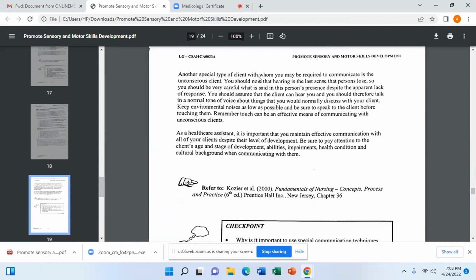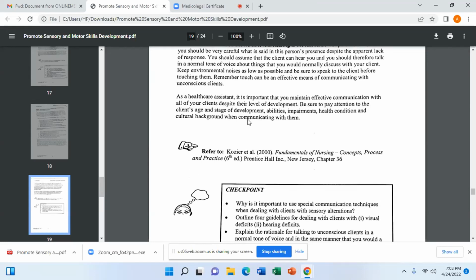Another special type of client with whom you may be required to communicate is the unconscious client. You should know that hearing is the last sense of the person to go, and therefore, even though somebody is unconscious, they may still be able to hear you, right? You should assume that the client can hear you, therefore you shouldn't say anything out of the norm about them, right? And you should talk in a normal tone, just like you're talking to a normal person. And keep the environment noise low, and be sure to speak to the client before touching them, right? Don't just touch them like that, even though they are unconscious.